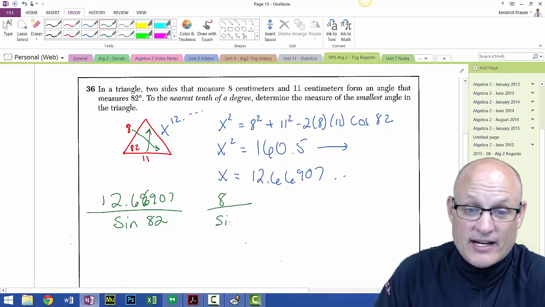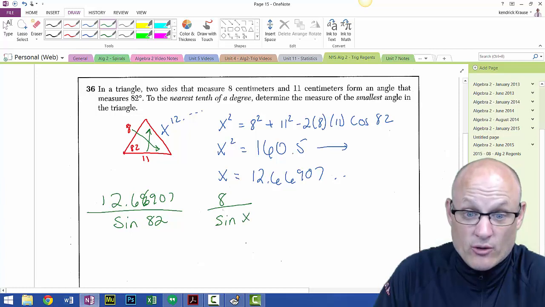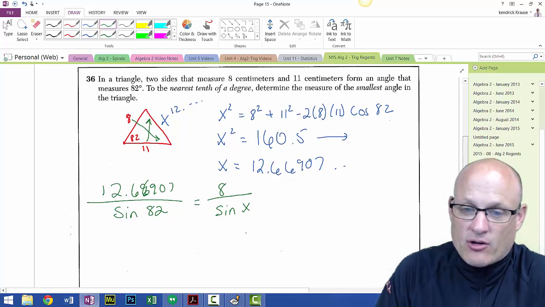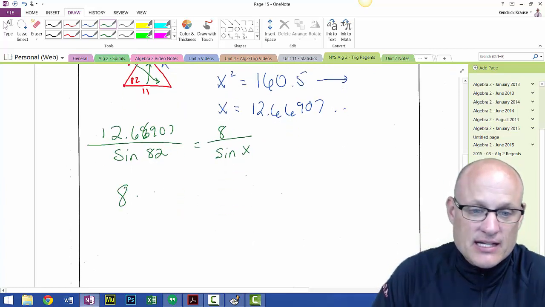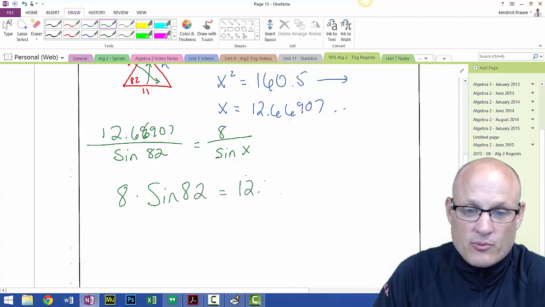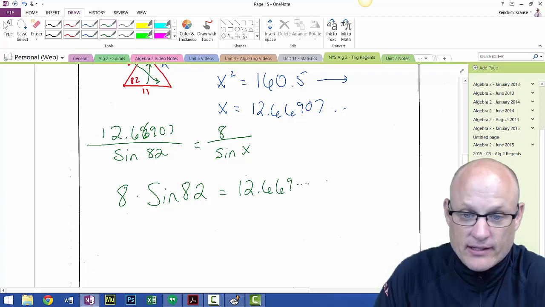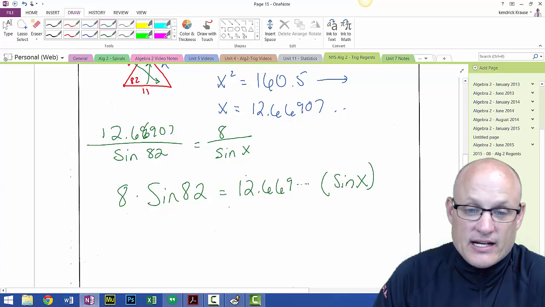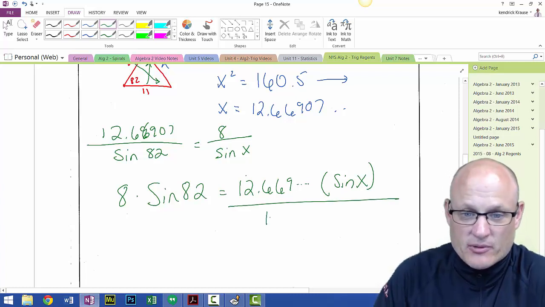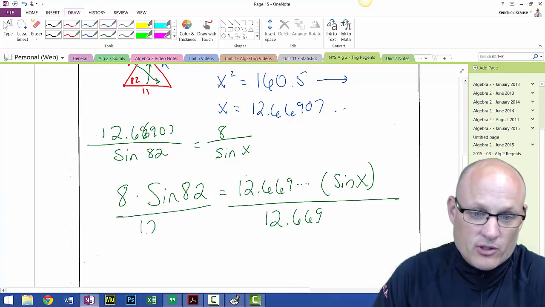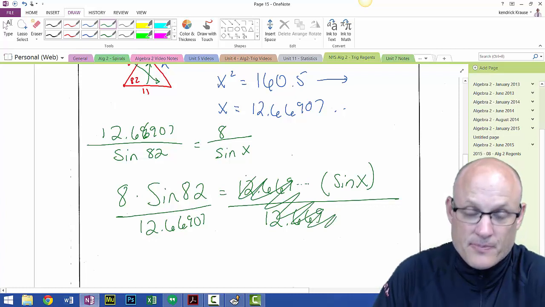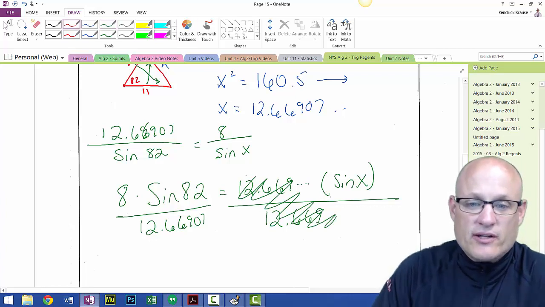8 over sine of, we don't know. So I've got to cross multiply. I get 8 times the sine of 82 is equal to 12.669 times the sine of x. I actually want to get x by itself, so I'm going to divide by this 12.669. This goes away. And my last thing I have to do is get this sine over.